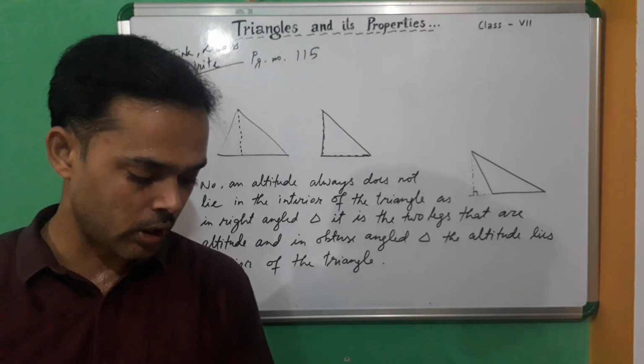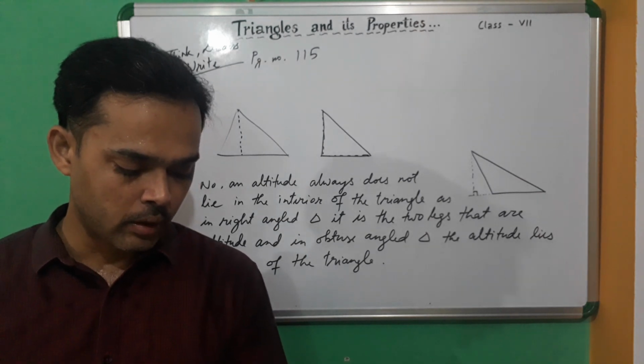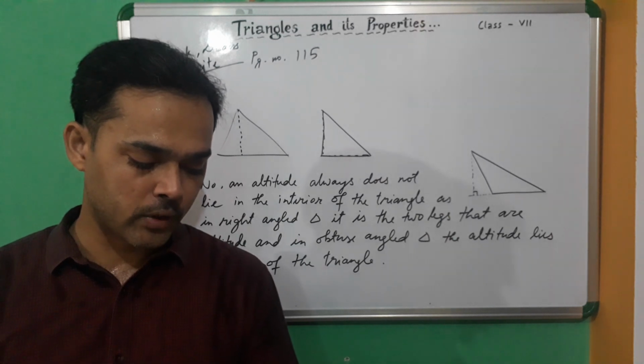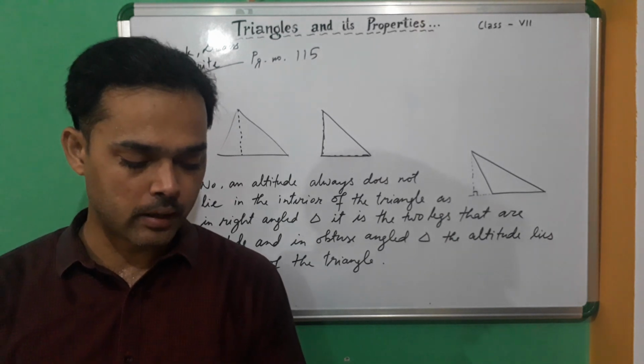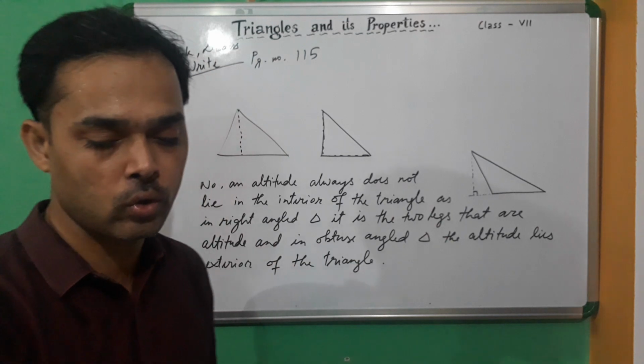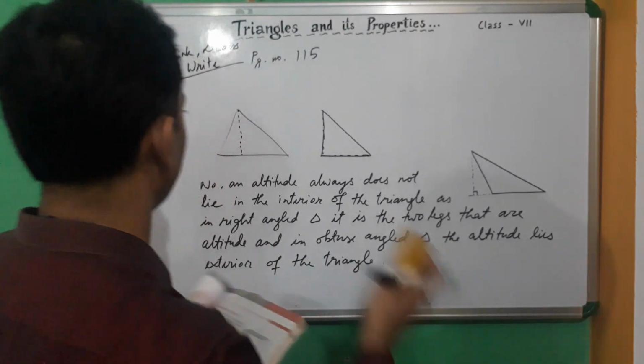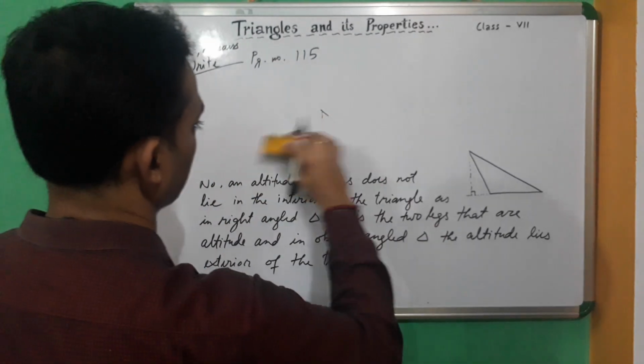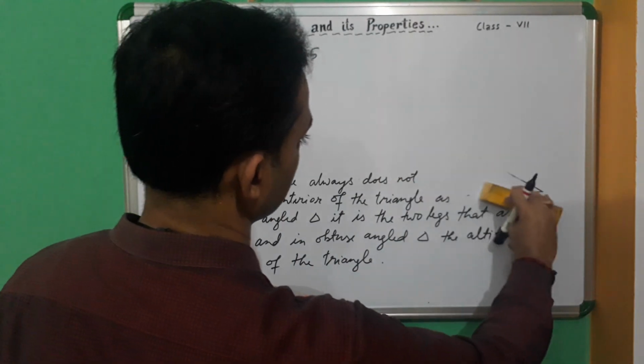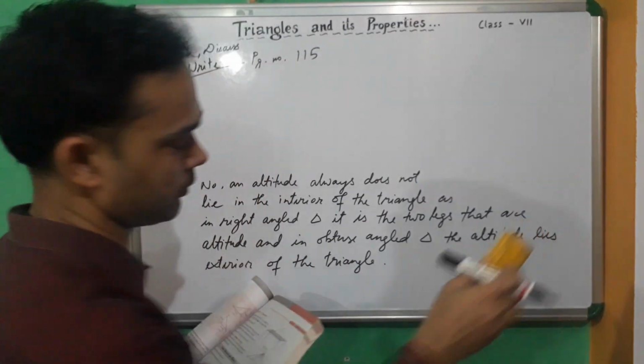Now let's see question number 4. Can you think of a triangle in which two altitudes of the triangle are two of its sides? So over here you will write yes. I have already shown you that in a right angle triangle it happens. Okay, so write it down.